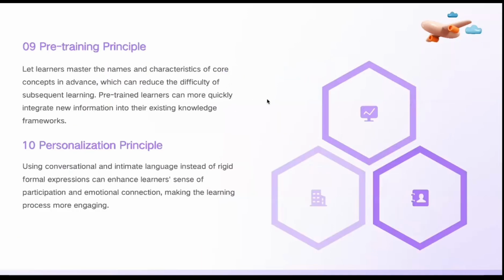The ninth principle is the pre-training principle. Teach basic concepts first. For example, before talking about CTML applications, spend 1 minute recapping the 3 core assumptions. With a foundation, learners will find complex content much easier.